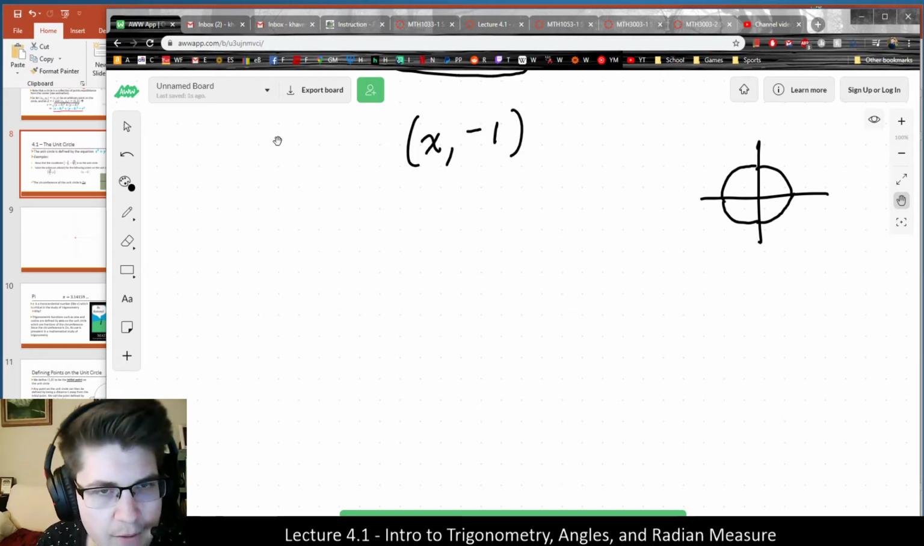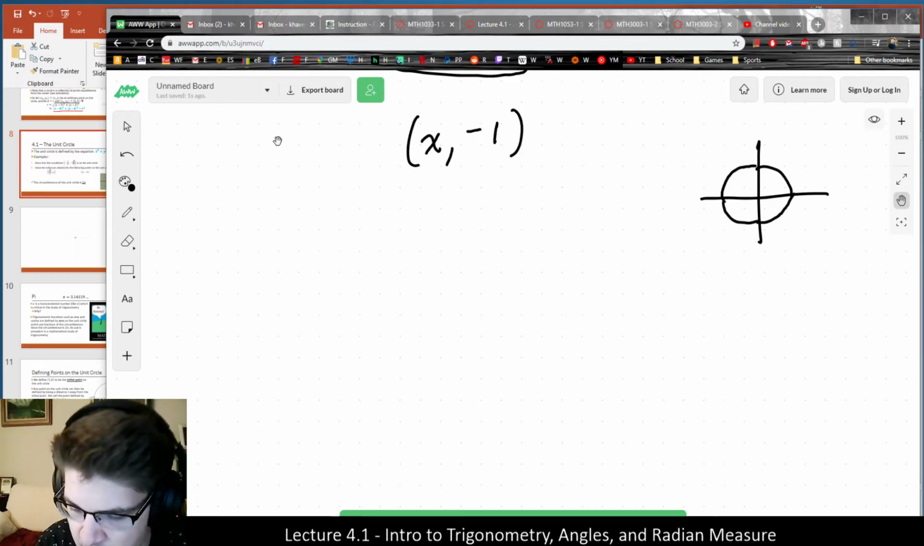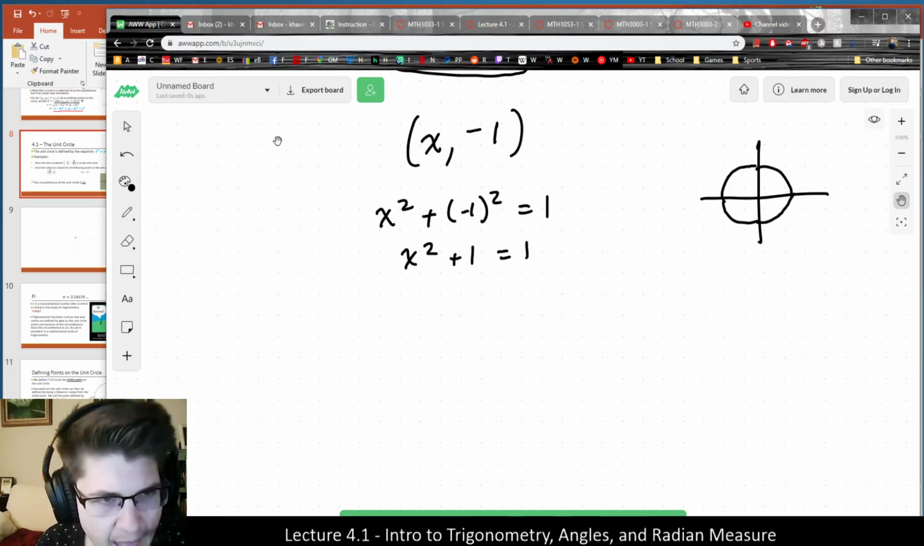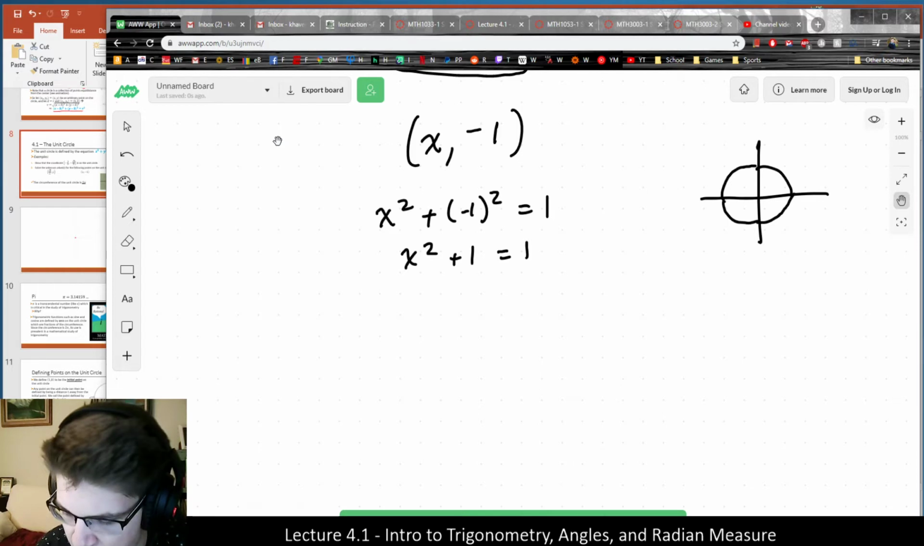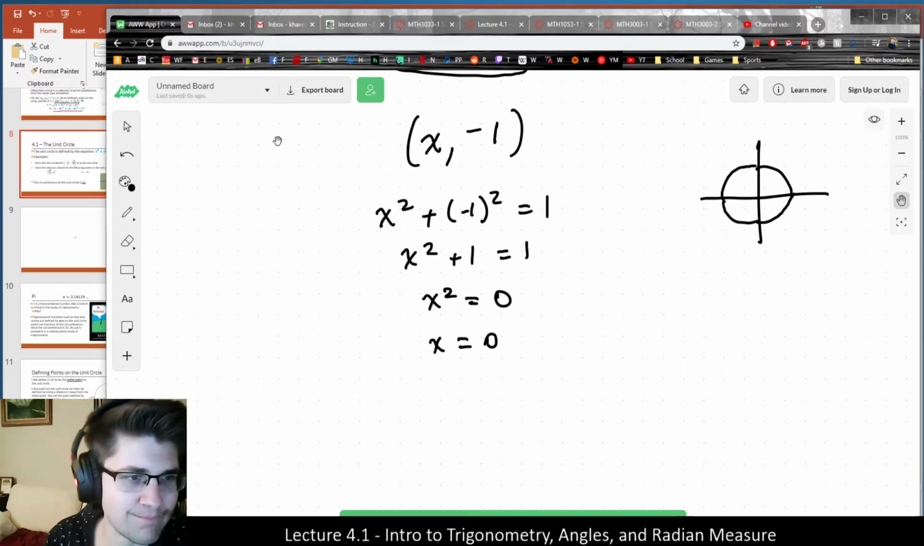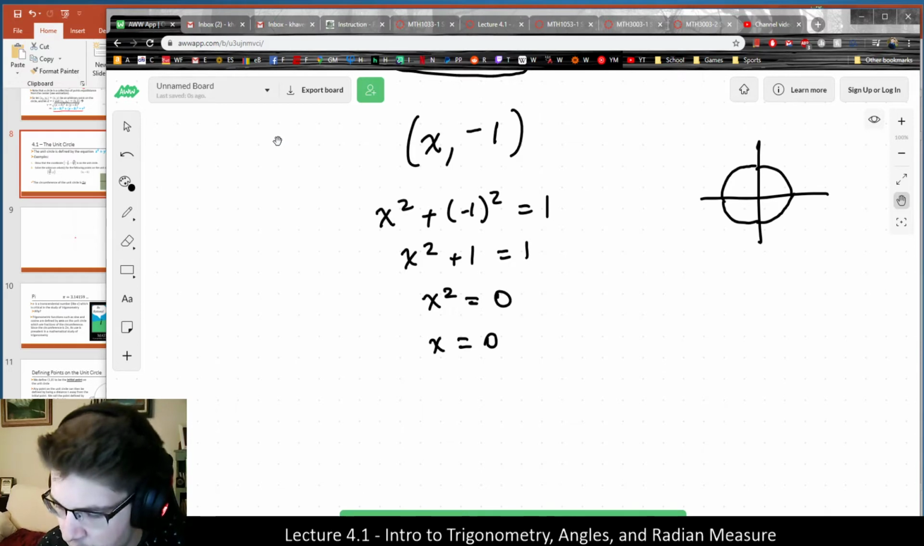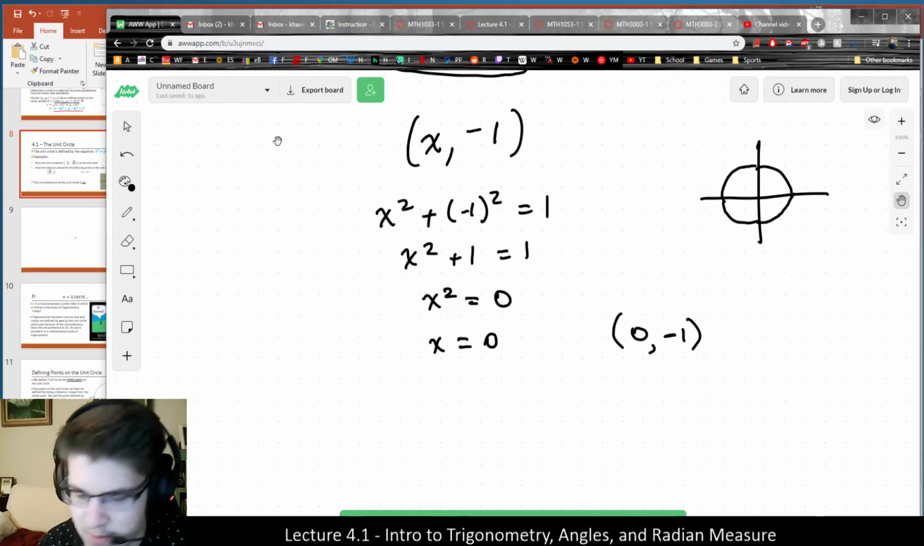If we were to plug this into the unit circle equation, we get x squared plus -1, which would need to be squared, is equal to 1, which would leave us with x squared plus 1 equals 1. Solving for x, we could subtract 1 from both sides, which would leave us with 0. Taking the square root, we'd have x equal to plus or minus 0, but we get just one solution. So we would come up with the solution that if y is equal to -1, x must be 0, which would be right 0, down 1.